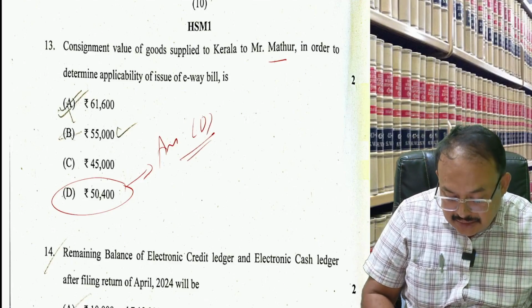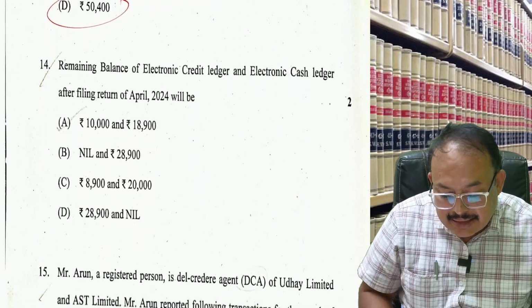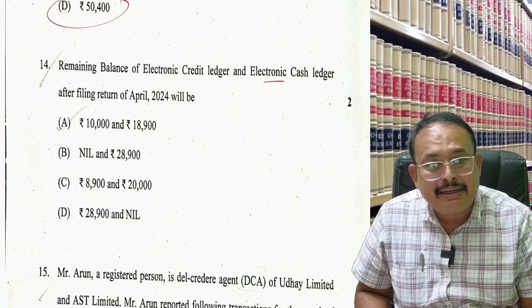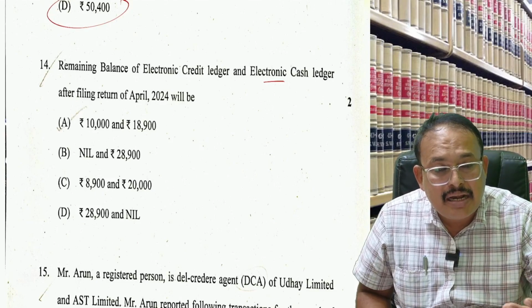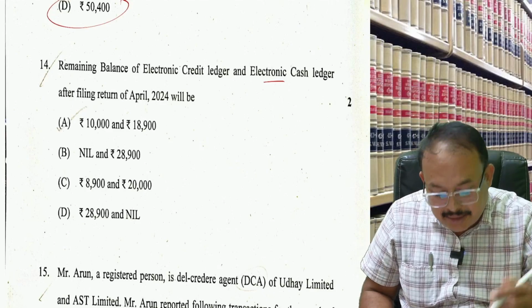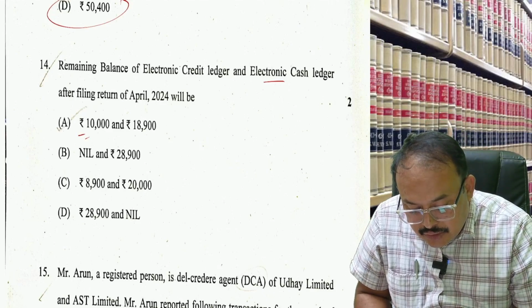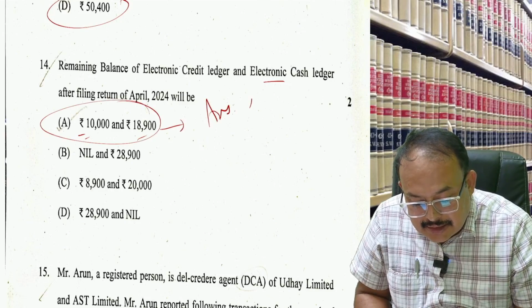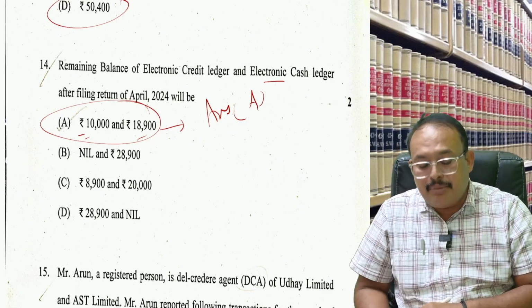Further, my dear friends, the remaining balance in the electronic credit ledger and electronic cash ledger. Just now we saw electronic credit ledger excess is rupees 10,000 and electronic cash ledger is rupees 18,900. So here 10,000, this one is the right answer. The answer here is A. Got the clarity, my dear friends?